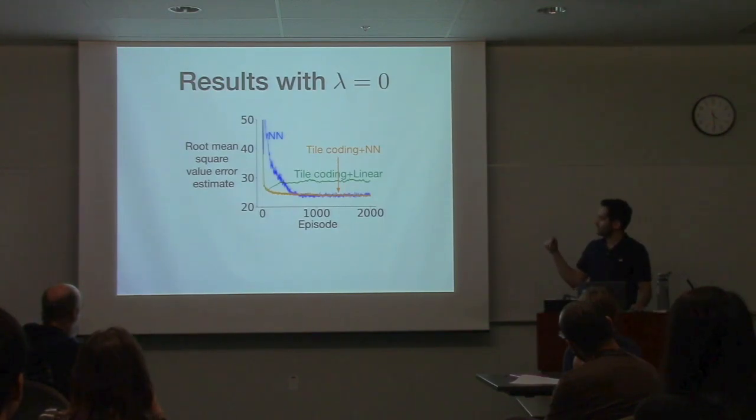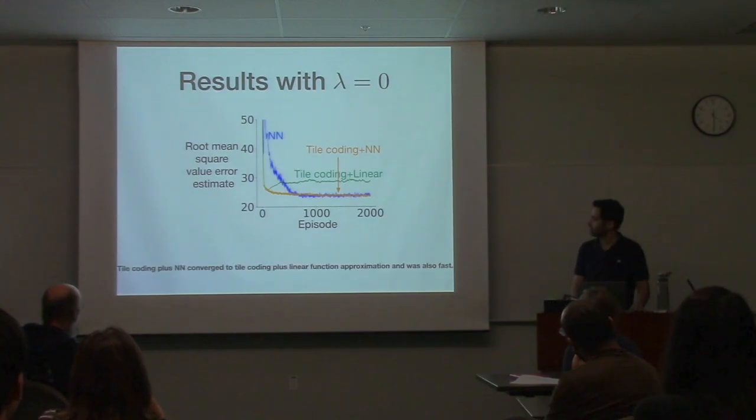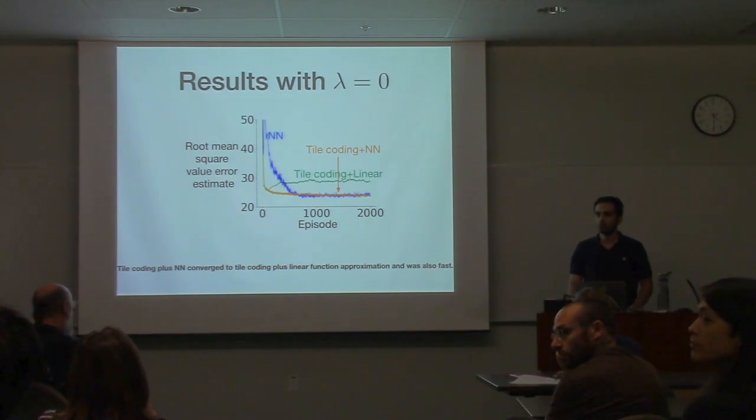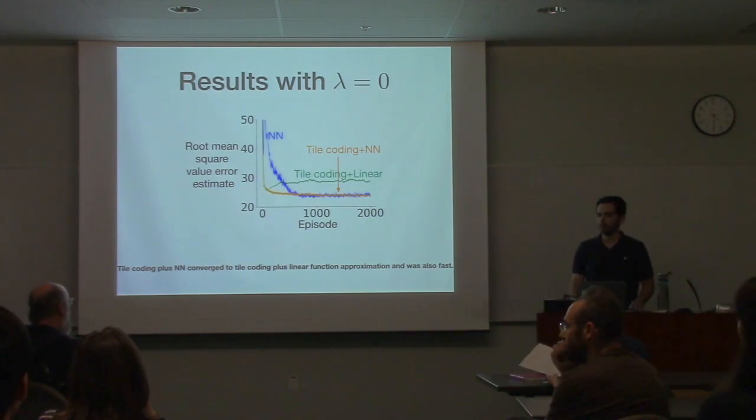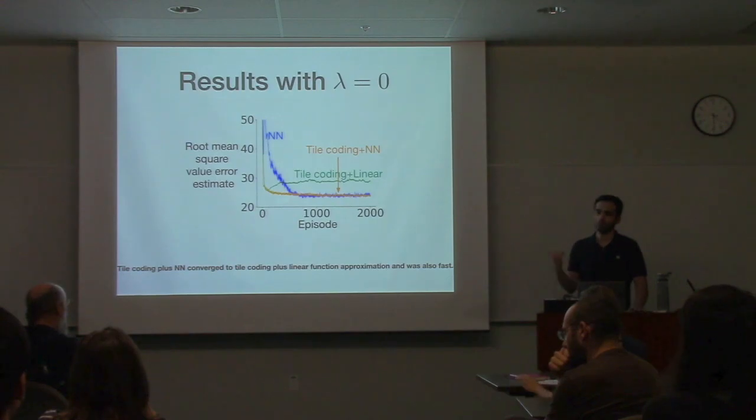This is the same picture. Just added a new method to it. As you can see, the new method is pretty fast. It's as fast as tile coding plus linear function approximation, and it's also converging to a good final performance. Yes. So all these results will depend on the step size for each. Yeah, I'm going to get to that.